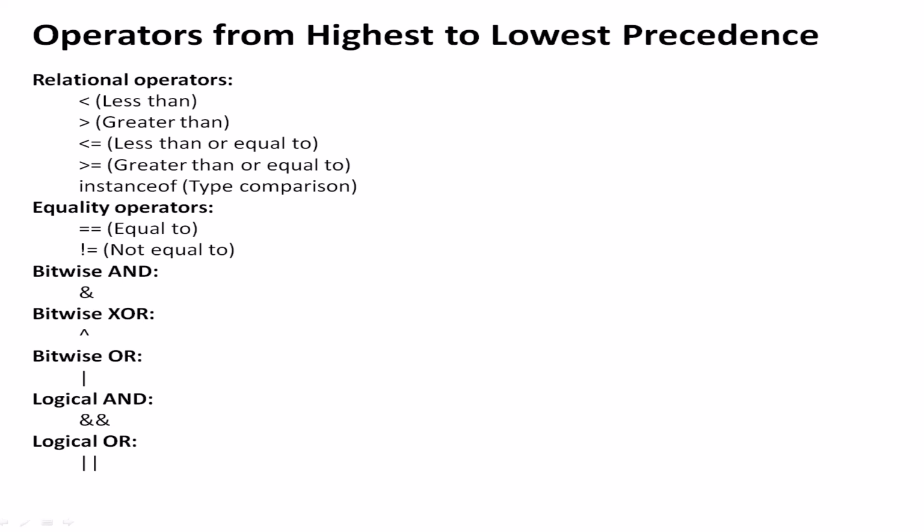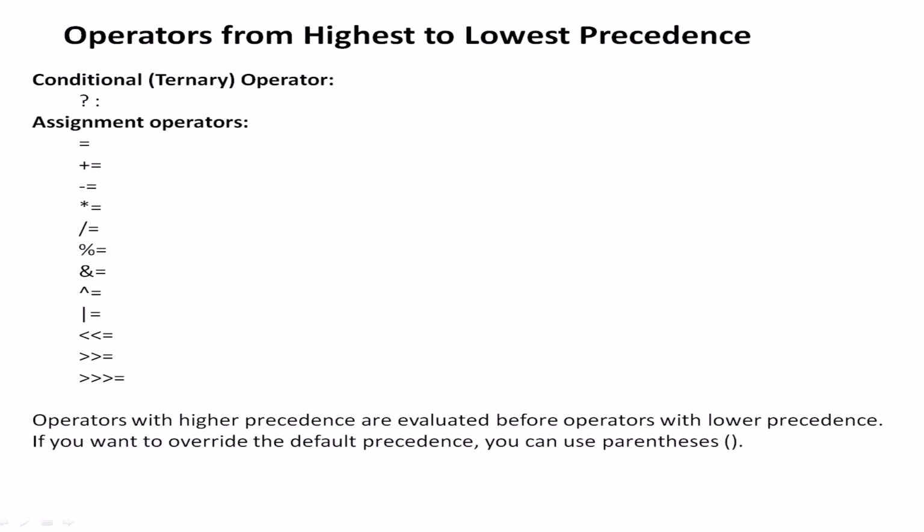Operators from lowest precedence: relational operators, less than, greater than, less than equal to, greater than equal to, equality operators, equal to, not equal to, bitwise AND, bitwise OR, bitwise XOR, logical AND, logical OR. Ternary operator, as we have seen earlier. Next, assignment operators: equals to, plus equals to, minus equals to, multiplication equals to, division equals to, modulo division equals to, AND equals to, XOR equals to, OR equals to, left shift equals to, right shift equals to, whereas right shift with unsigned integer.